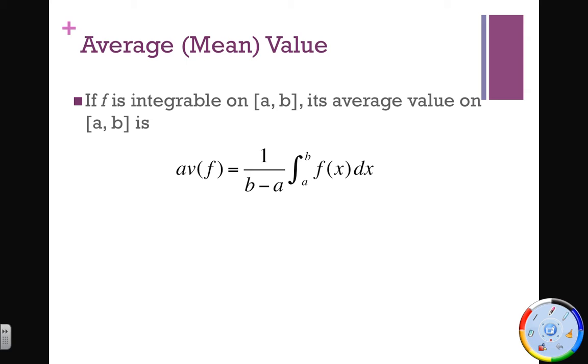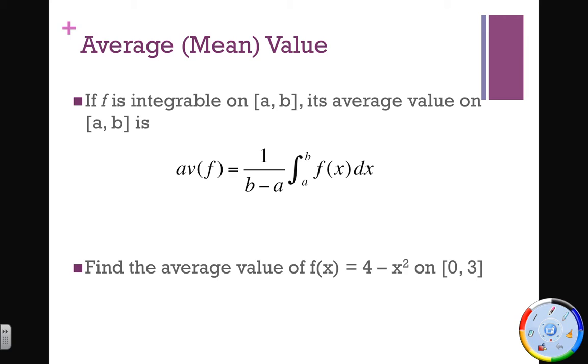Really simple. They're going to ask you, hey, what's the average value of this particular function over this interval? Pretty simple, straightforward question that they can ask. Kind of like this. Find the average value of f of x equals 4 minus x squared on the interval from 0 to 3. So I can just go like this. 1 over 3 minus 0, the integral from 0 to 3 of 4 minus x squared dx.